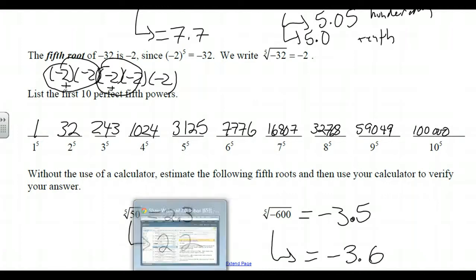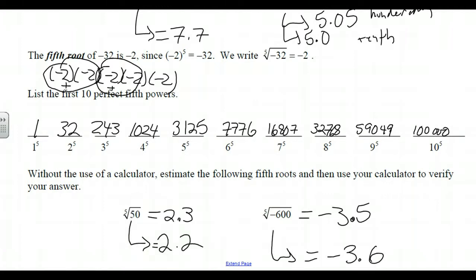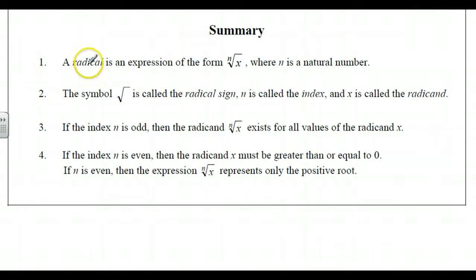Okay, long lesson on roots. We're done. Oh, and then there's the summary, of course, right? So let's drag this out over half an hour. A radical is an expression of the form the nth root, where n is a natural number. Natural numbers are the counting numbers, right? 1, 2, 3, 4. Only we don't do first roots, right? We do square roots and cube roots and fourth roots. This symbol is called the radical sign.